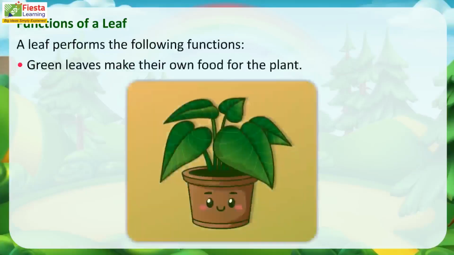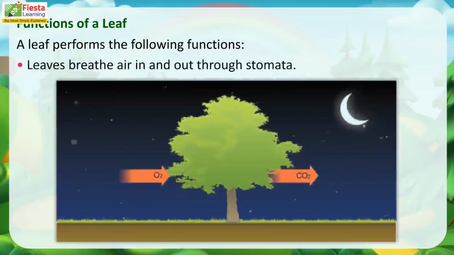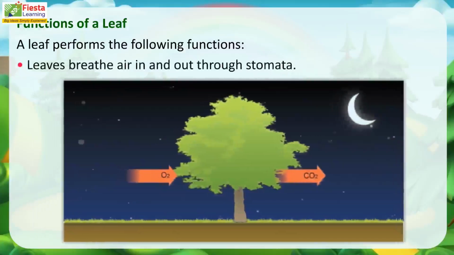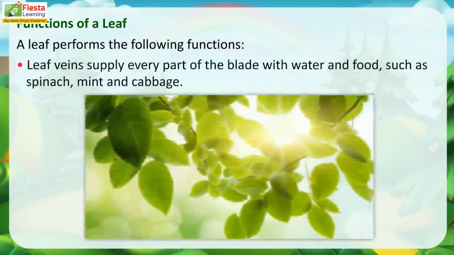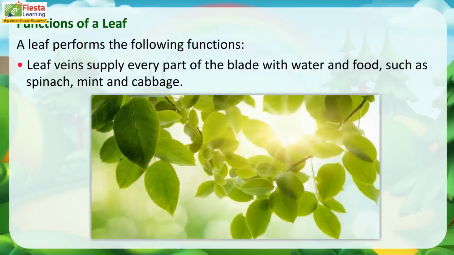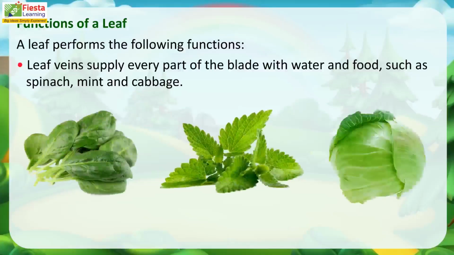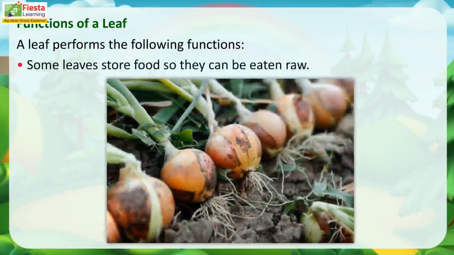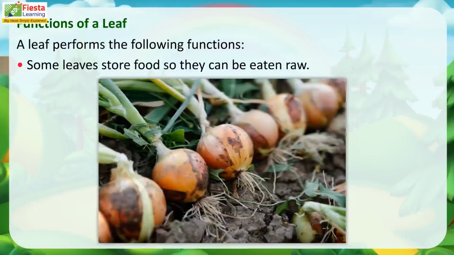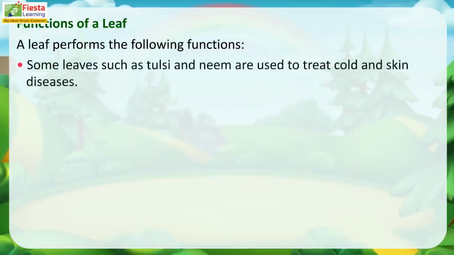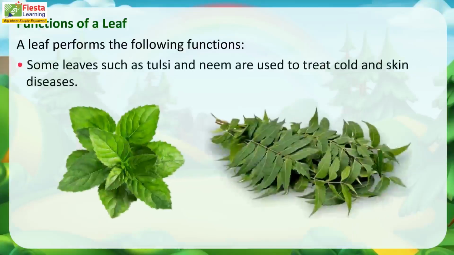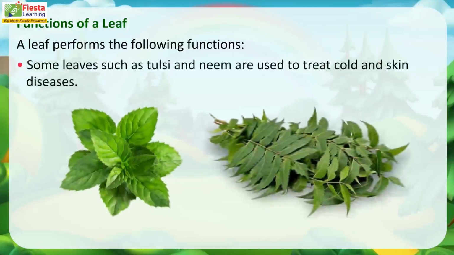Functions of a leaf. A leaf performs the following functions. Green leaves make their own food for the plant. Leaves breathe air in and out through stomata. Leaf veins supply every part of the blade with water and food. Some leaves store food, such as spinach, mint, and cabbage, so they can be eaten raw. Some leaves such as tulsi and neem are used to treat cold and skin diseases.